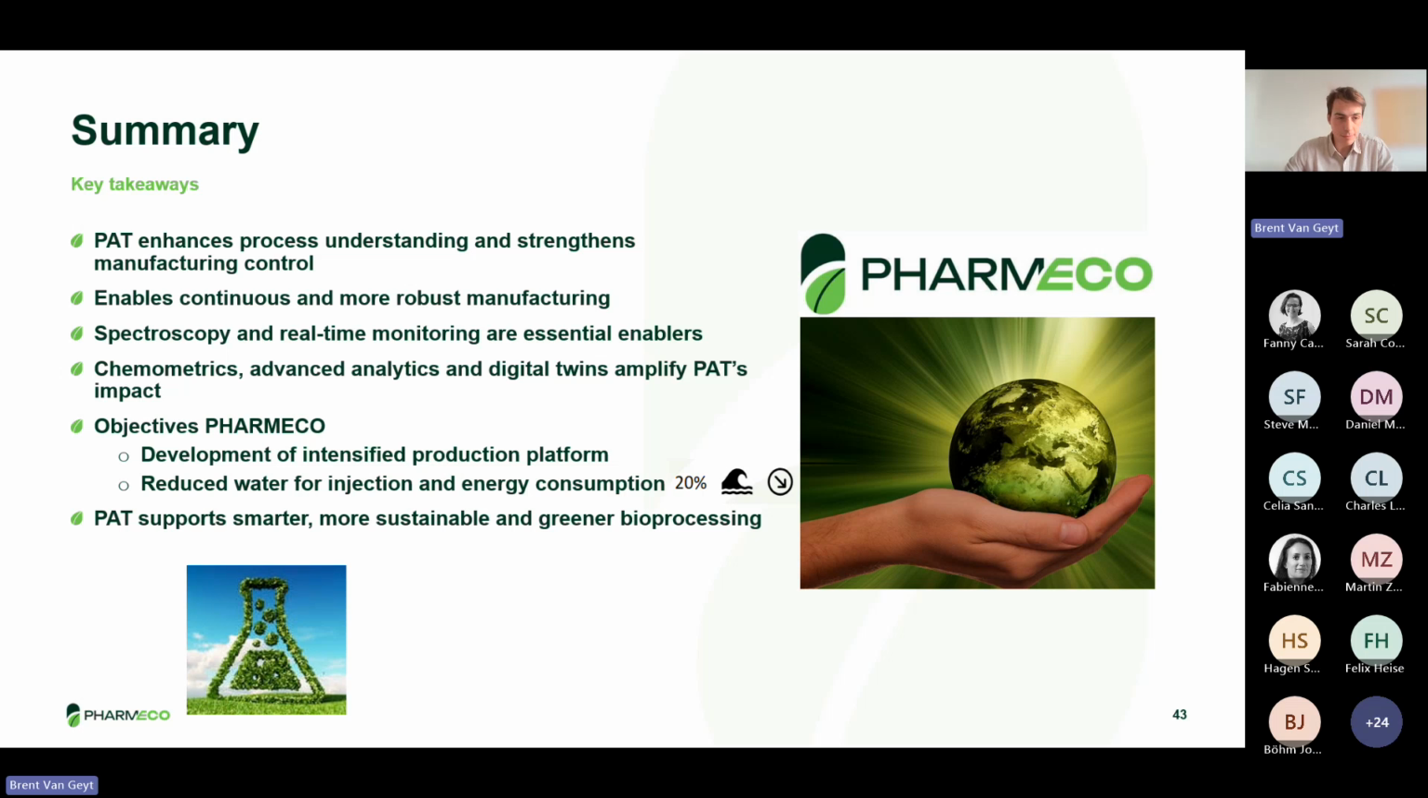And with our PAT, we really want to try to hit the objectives of PHARMECO, where we will collaborate on the development of an intensified product platform and reduce the water for injection and energy consumption by 20%. We want to try to hit these objectives. So overall, PAT supports smarter, more sustainable, and greener bioprocessing.